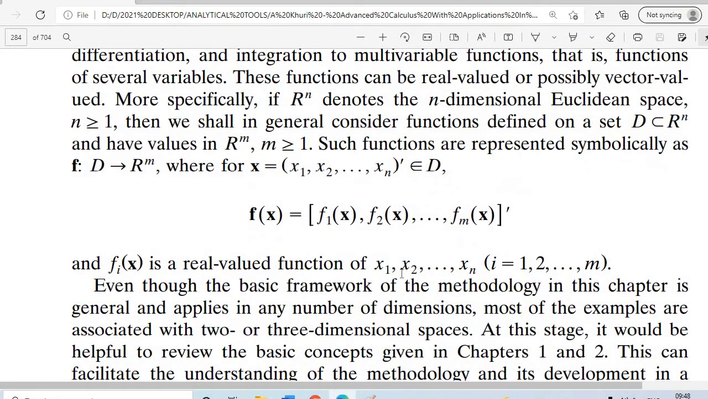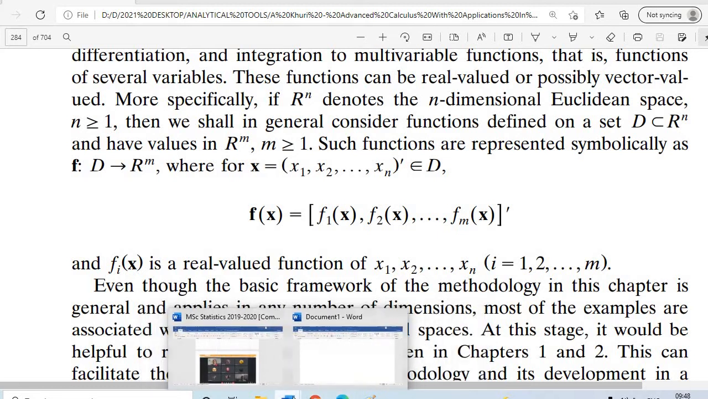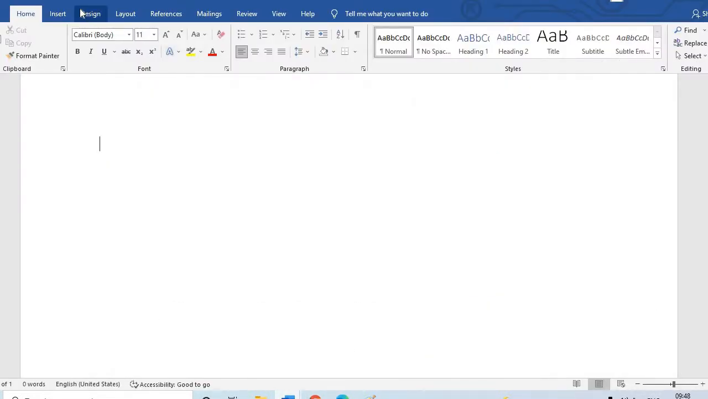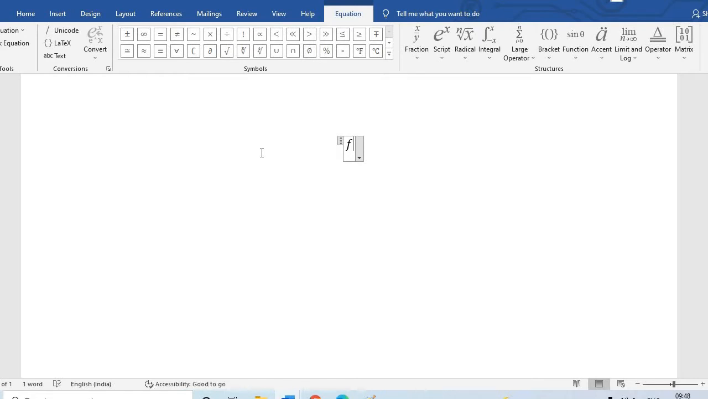We are considering a function from this space, from R^n to R^m. So what is a function? What is meant by a function? A function from n-dimensional space to m-dimensional space. Okay.